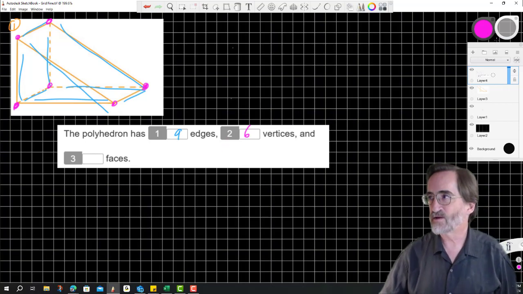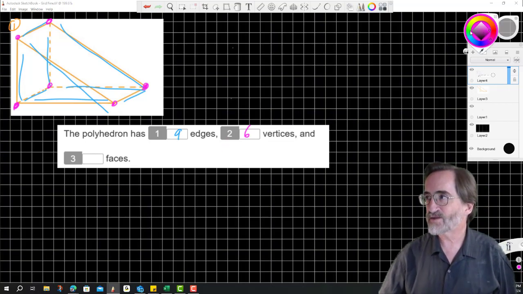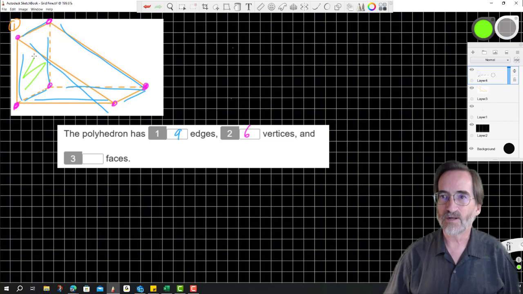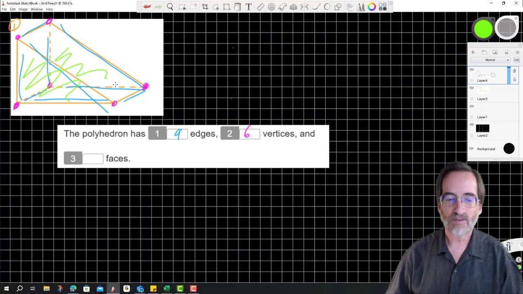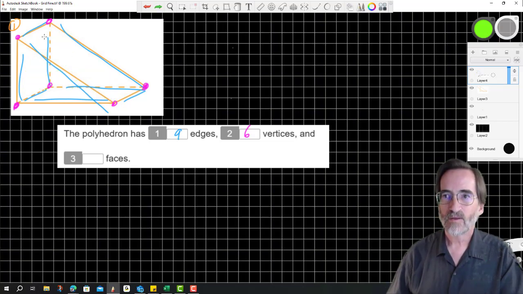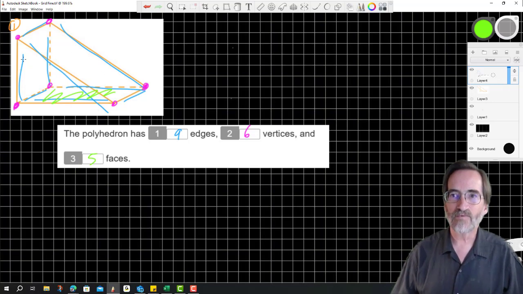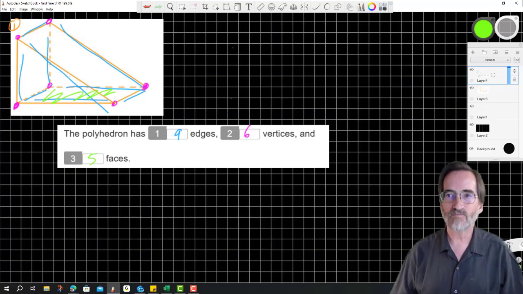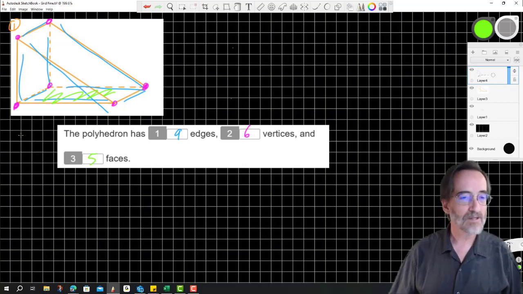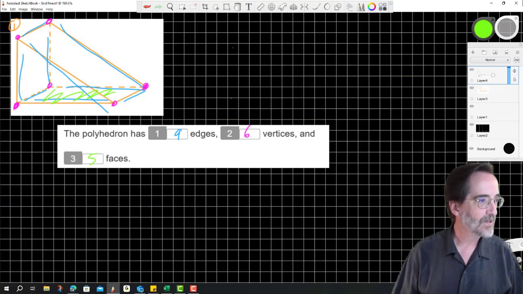And faces are flat surfaces. There's a front and a back, that's 2. There's a top, that's 3. There's a left, that's 4. There's a bottom, that's 5. So there are 5 faces. Or you can say there are 3 lateral faces and 2 base faces, 2 triangular faces. So there are 5 total. Okay, so that's question number 1.